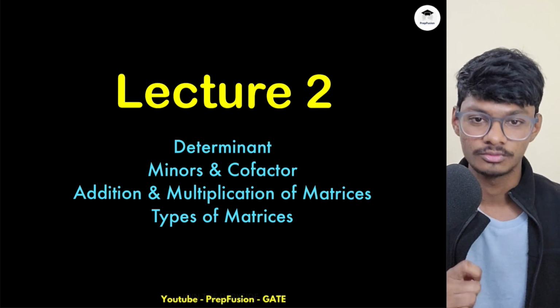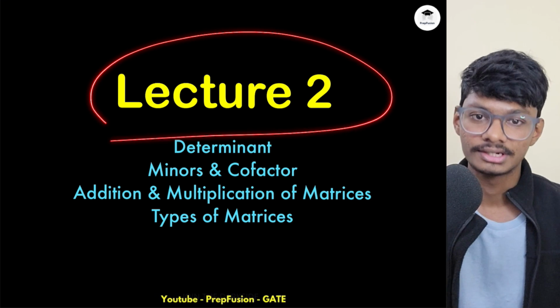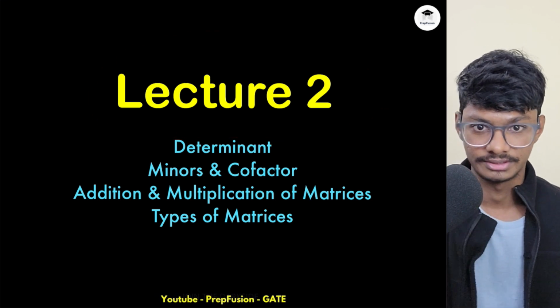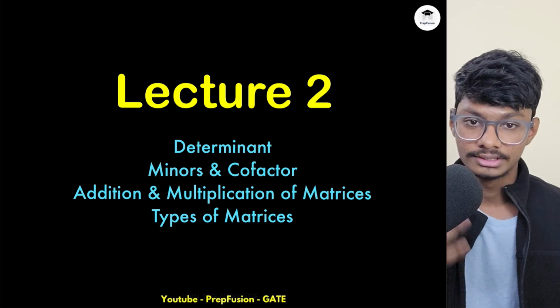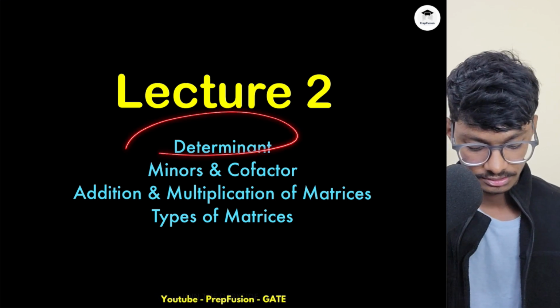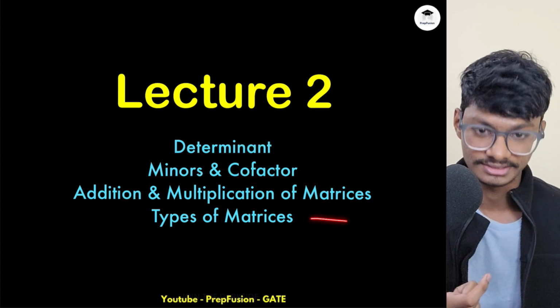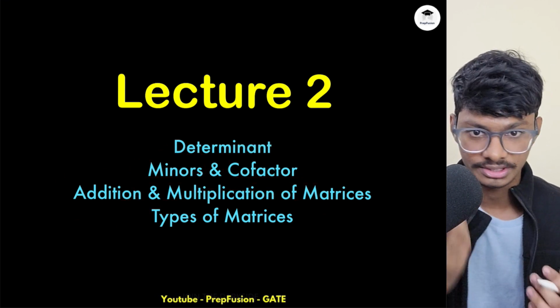I'm Anish, and today we'll start lecture 2 of the linear algebra chapter. This is the second lecture of the engineering mathematics course. In this lecture we'll study determinants and their minors and cofactors, addition and multiplication of matrices, and types of matrices. So basically we'll study matrices.